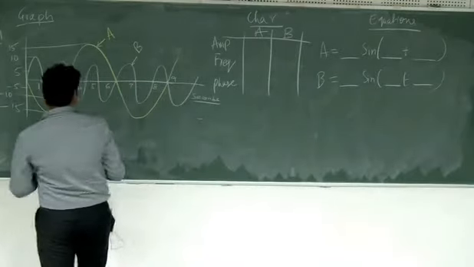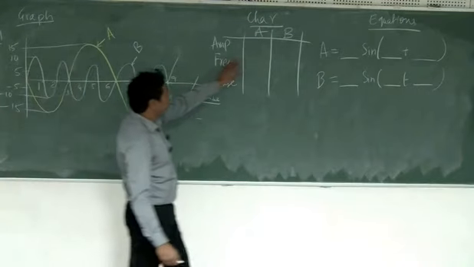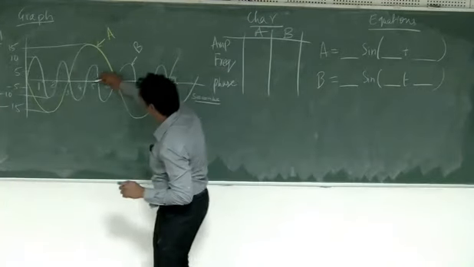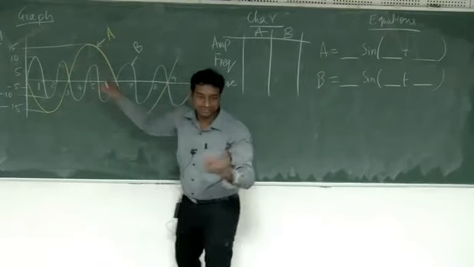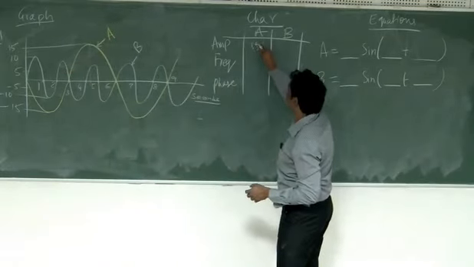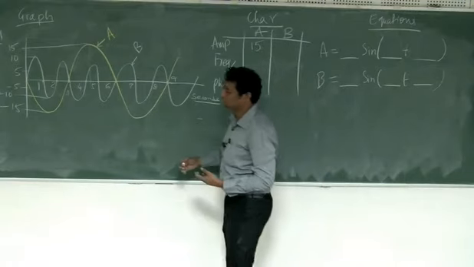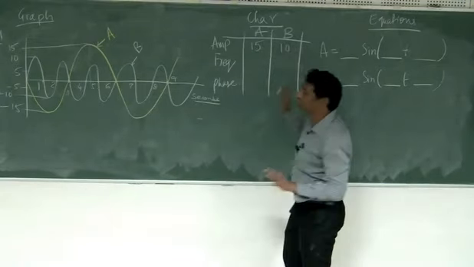Okay, so it's very easy. What is the amplitude of A? Amplitude is from here to here. What is the total height? You get 15. Amplitude of A is 15. What is the amplitude of B? 10. I hope there is no confusion here.